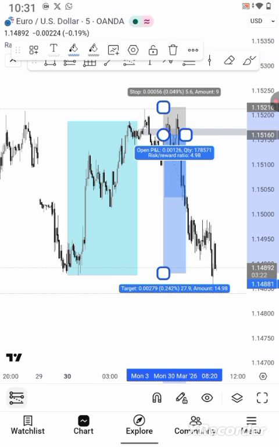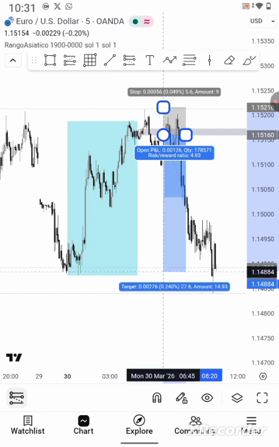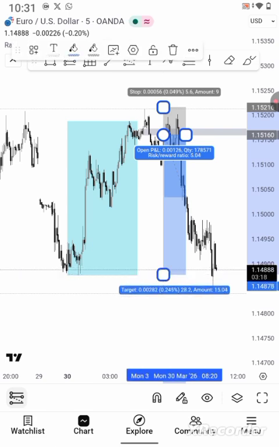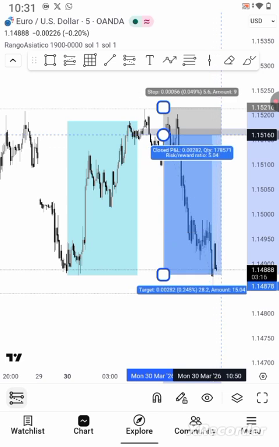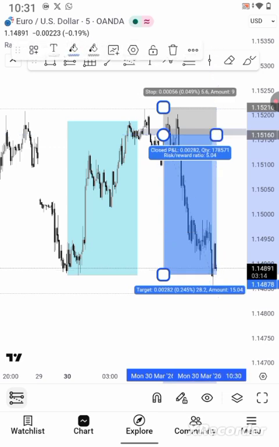This is a 1:5 trade. Are you seeing it now? 1:5 trade. Are you seeing it now? So in, out. Are you seeing it now? That's how I entered the trade, and then I got my trade. Are you seeing it now?